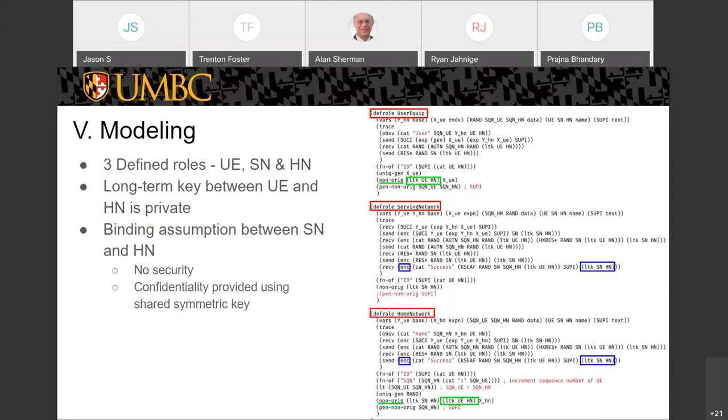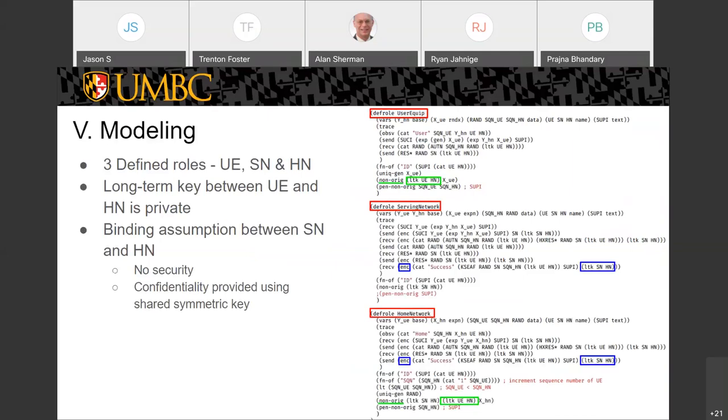So on the right here is some of the code we've used to model 5G AKA in CPSA. Don't worry, I'm not going to walk through every line of code, but I would like to point out a few of the more important modeling decisions we made. First of all, you'll notice that there are three roles: the user equipment, serving network, and home network, and these roles are used to define the strands in CPSA.